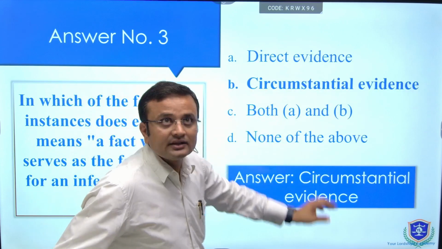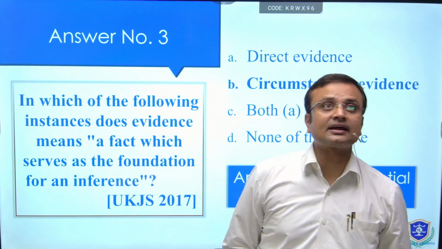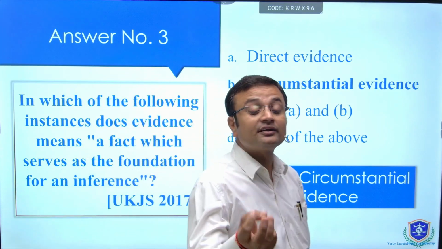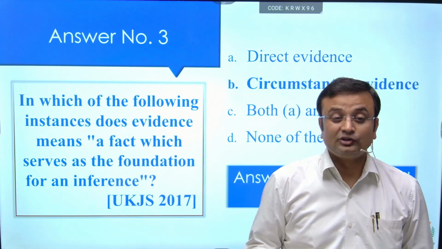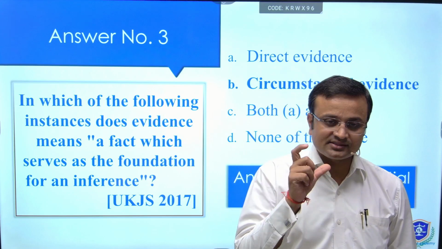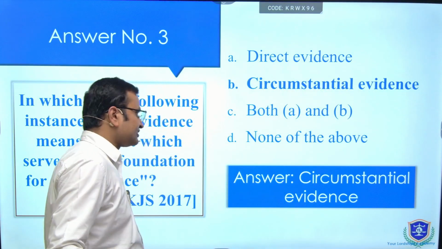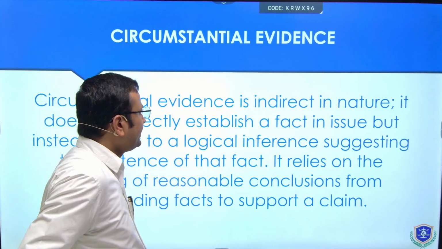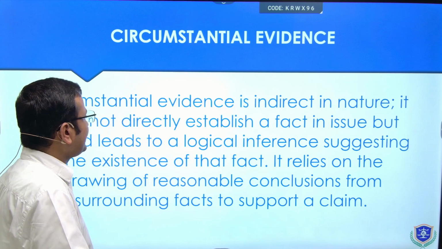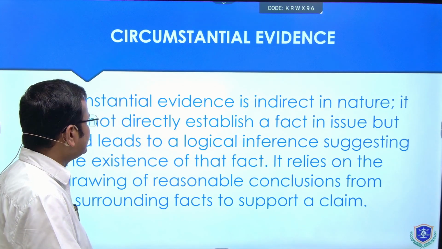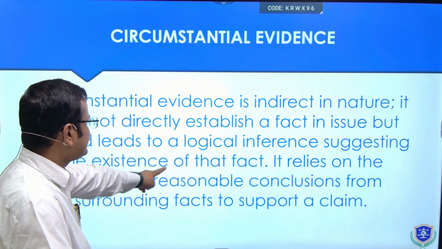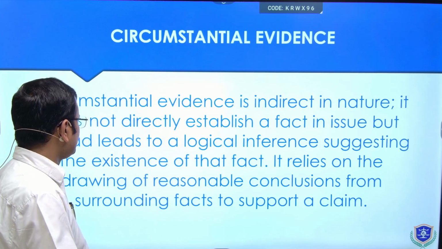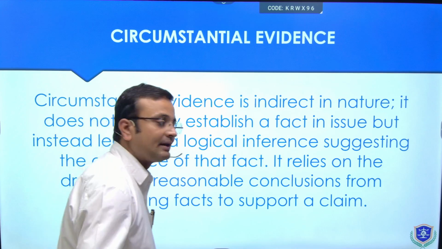It is B, circumstantial evidence. So of course, as a foundation of inference, where anything could be inferred, not directly there, but inferred, that is circumstantial evidence. See the explanation. Circumstantial evidence is indirect in nature. It does not directly establish a fact in issue, but instead leads to a logical inference suggesting the existence of that fact. It relies on the drawing of reasonable conclusions from surrounding facts to support a claim.